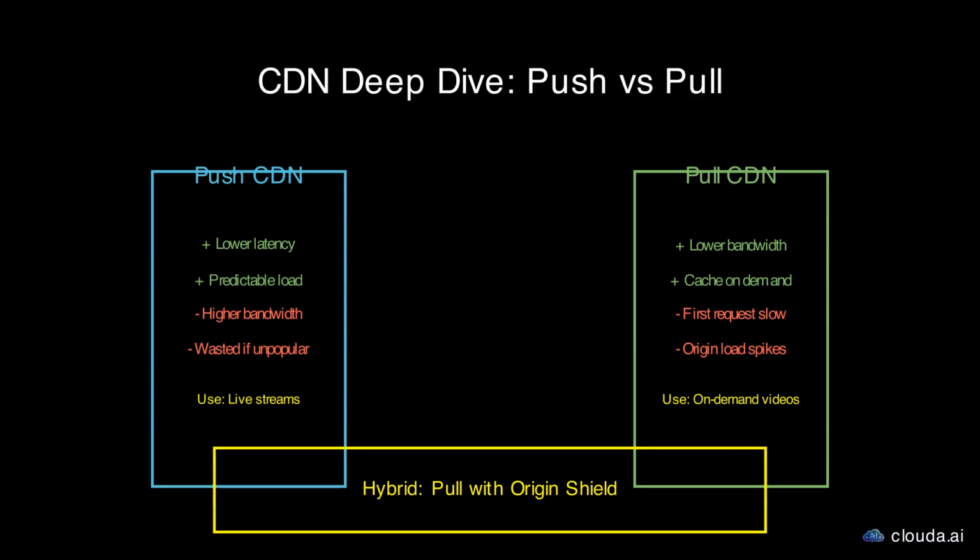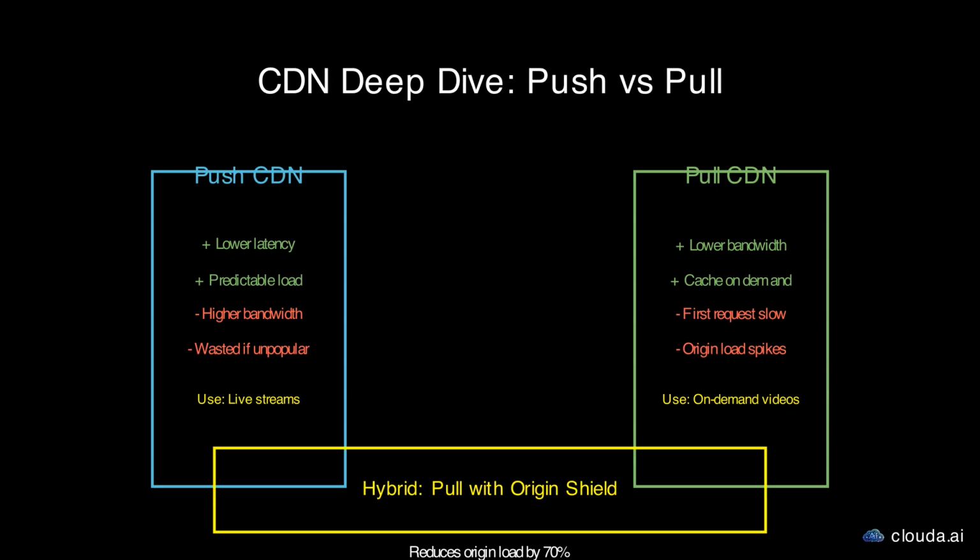Push CDN means we proactively upload content to edge locations before users request it. This gives lower latency and predictable load, but wastes bandwidth if content isn't popular. It's ideal for live streams and new releases.